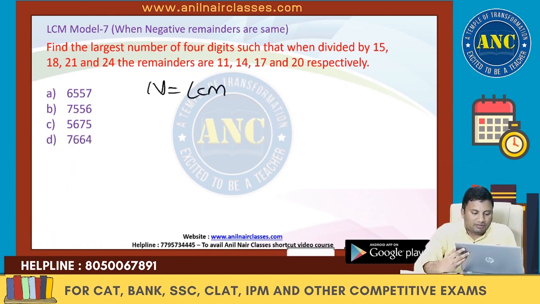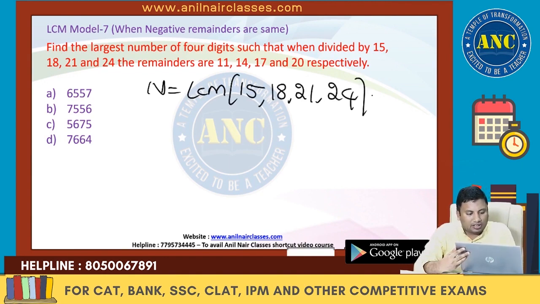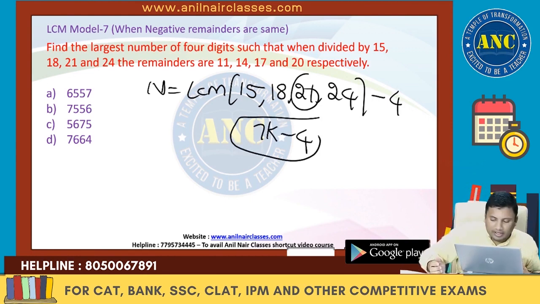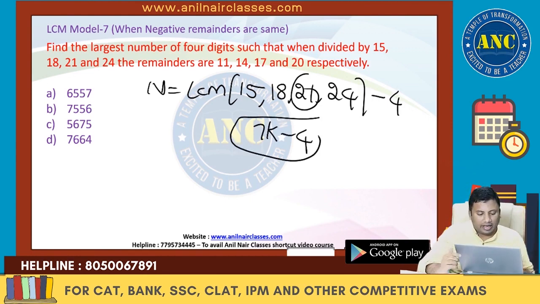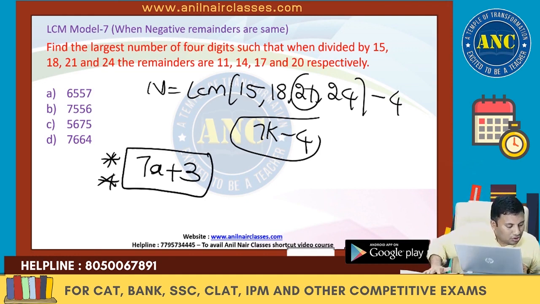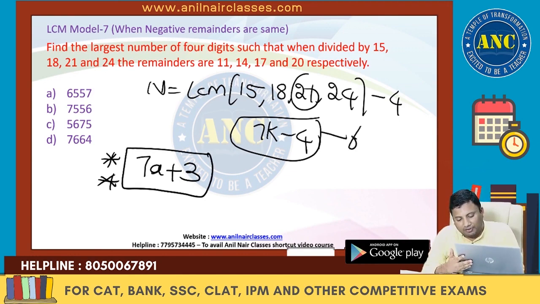This is the beauty of this question. Sometimes 3k, 4k forms might arise in everything. This is 7k minus 4. Any doubt? 7k minus 4 means it is 7k plus 3. I hope you have understood the logic, right? 7k minus 4 is the form.